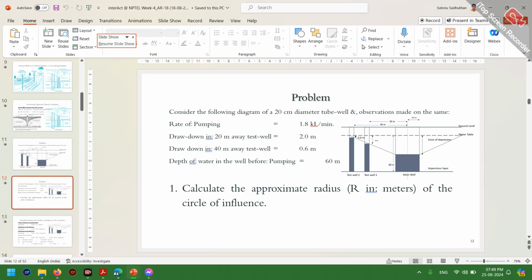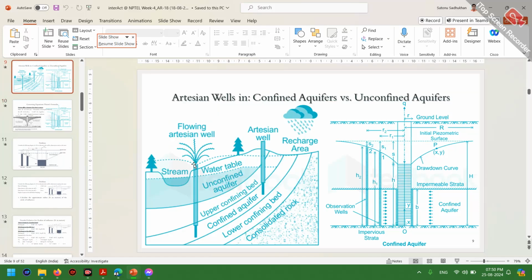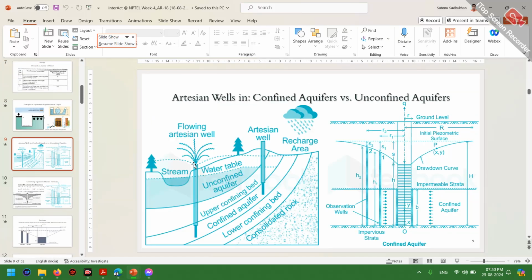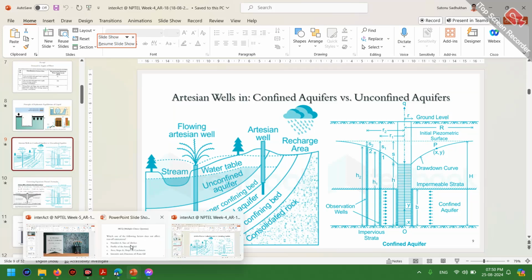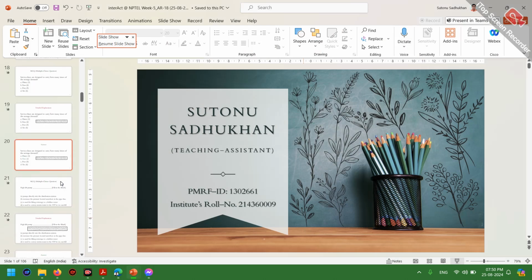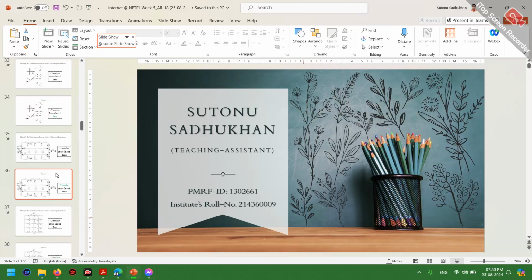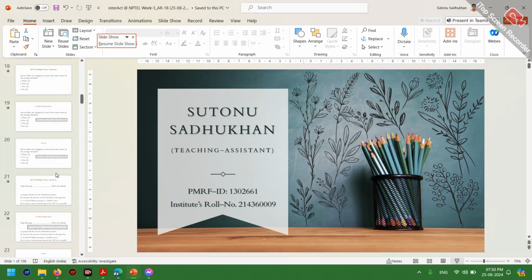I actually discussed the artesian wells in the last class in a very detailed manner, and the formulas that govern the artesian wells. I wish to repeat this in this class also. Let's see whether I can do that or not, as very few people attended the last class.